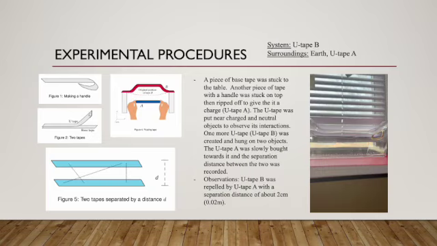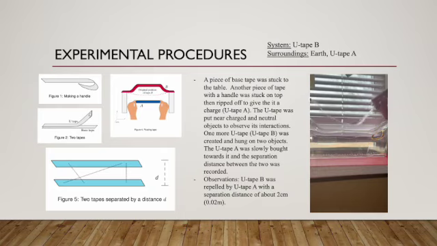A piece of base tape was stuck to the table, and another piece of tape with the handle was stuck on top, then ripped off to give it a charge. That's in Figure 1 and Figure 2. The U-tape was put near charged and neutral objects to observe its interactions. One more U-tape, B, was created and hung on two objects.